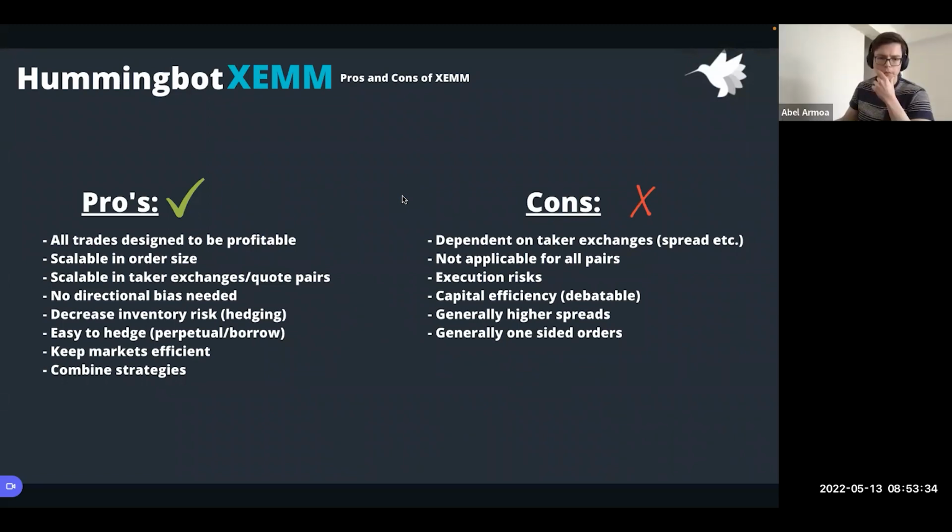I see. Yeah, thank you. I have another question in the chat. It says, is it possible to use borrowing instead of perpetual when perpetual is not available at all? Yes, I do this mainly on Gate.io.